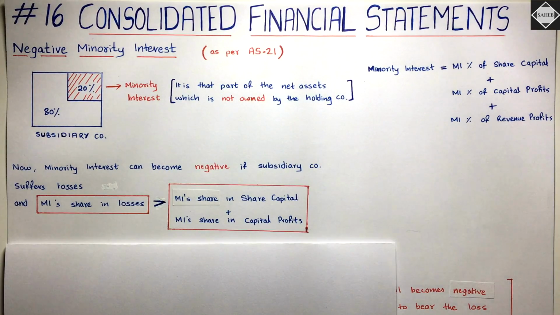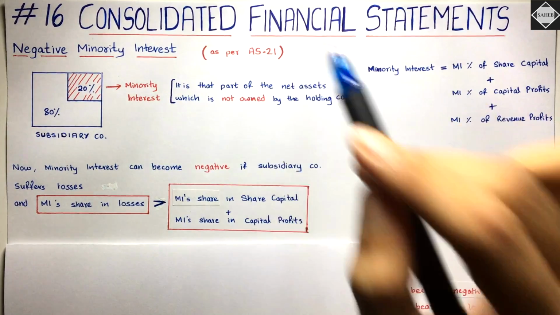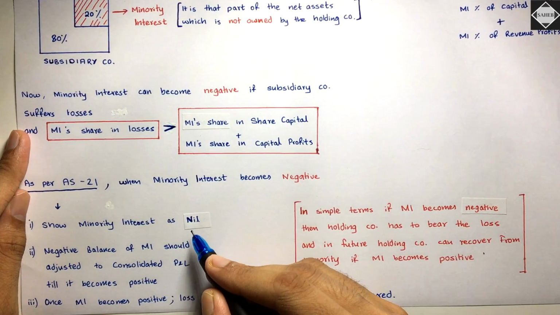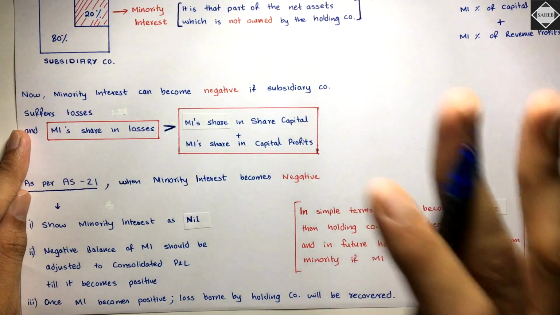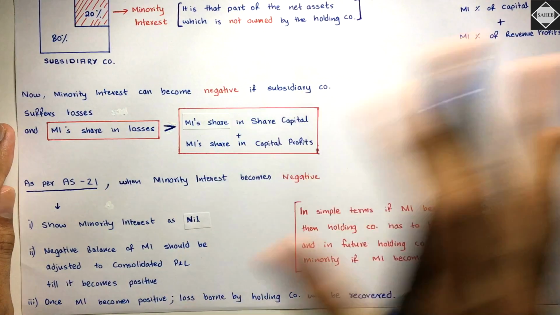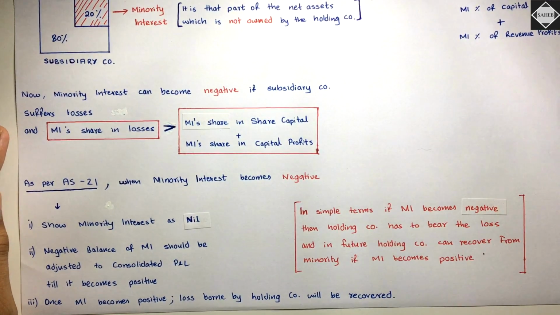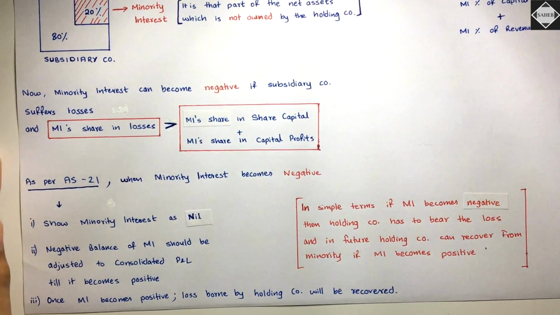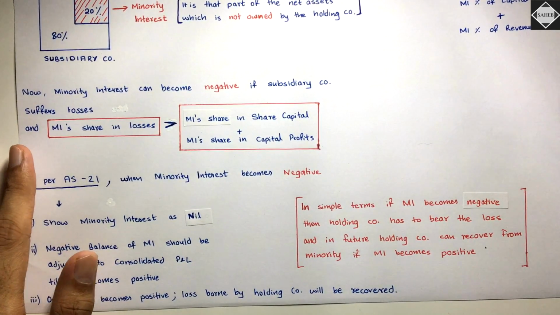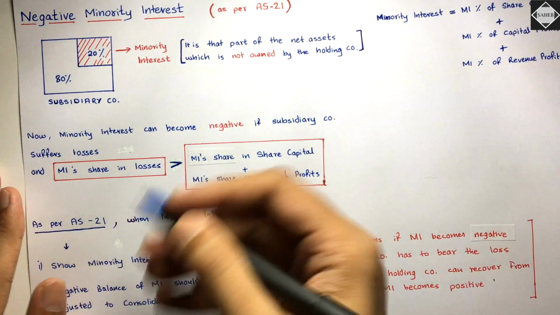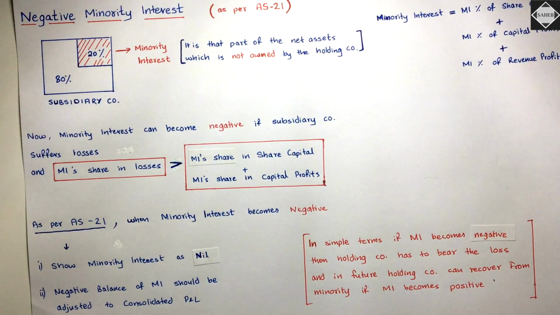In that case, according to AS 21, what you have to do is show minority interest as nil. AS 21 says you cannot show the minority interest as negative in the balance sheet or the financial statements. No, you cannot do that. What you have to do instead is show the minority interest as nil. But you will ask, sir, there is a loss, there is a negative balance in MI, so how will we treat that? We can't directly put it as nil and just leave it like that. Of course, we can't do that.